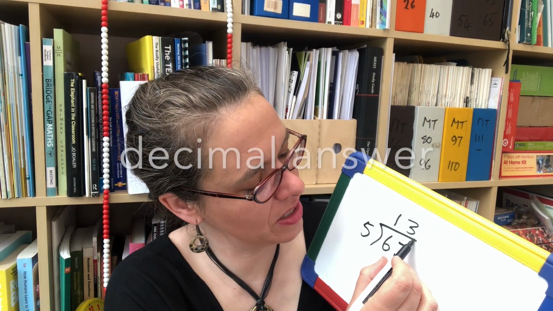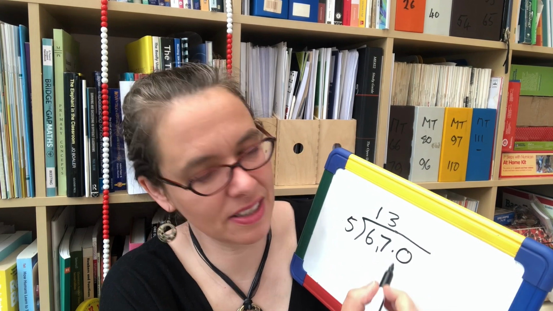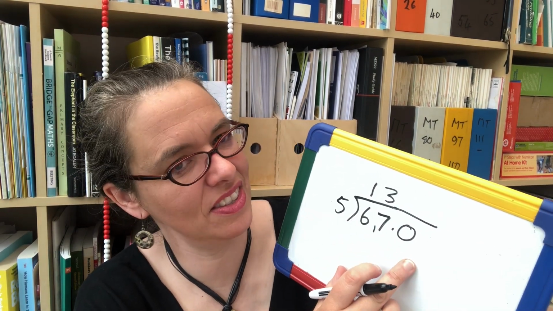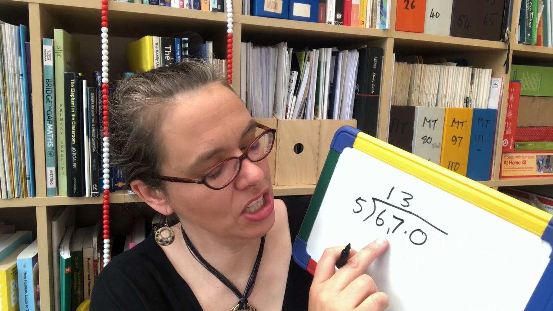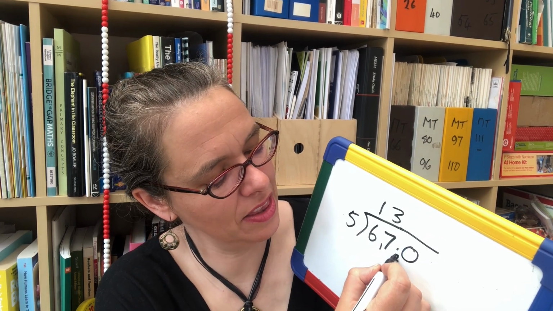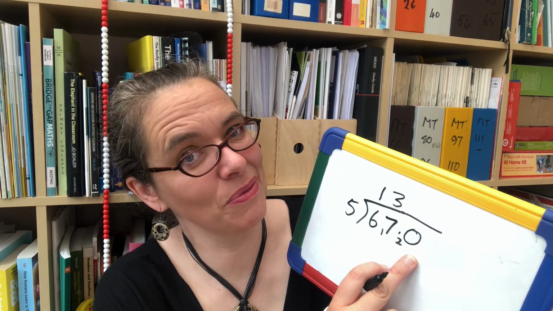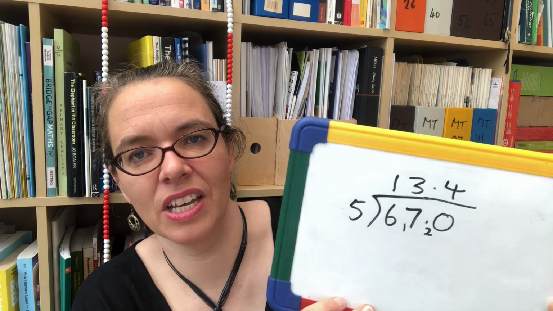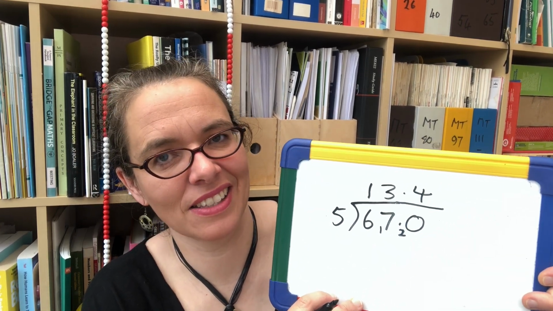Well, the first way to do it is to continue with decimal numbers. If we just extend this, we can now exchange our 2 remaining ones into tenths. We could do this with place value counters. Exchange 2 for tenths, we're going to get 20 tenths. And 20, if we're sharing them between 5 people, each person gets 4 tenths. And we are done. 13.4 is an exact answer.